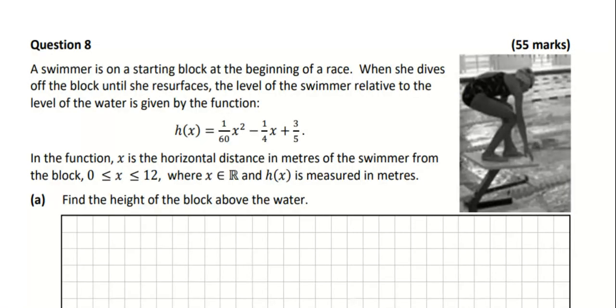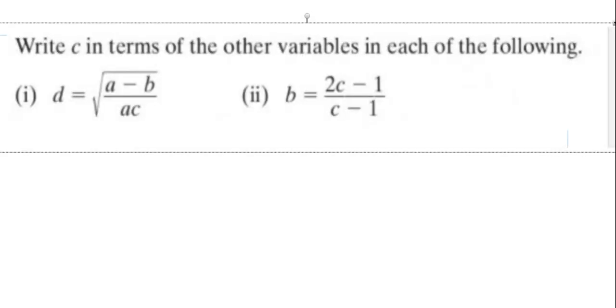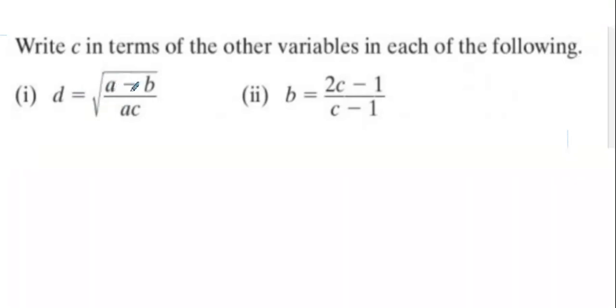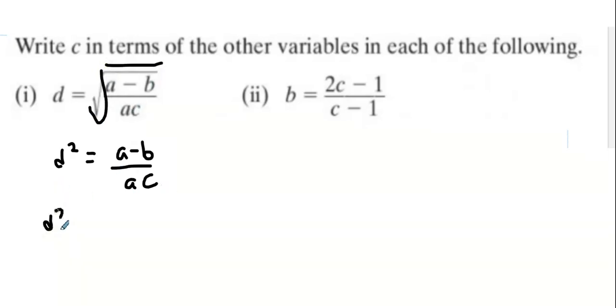All right, lads. So this one here, square both sides. d squared equals a minus b over ac. Anytime you square a square root, the square root disappears. Bring the ac to the top, so it's going to be d squared ac equals a minus b. Goal of the question is to get the c on its own. d squared a is being multiplied on the left, which means it'll be divided on the right.